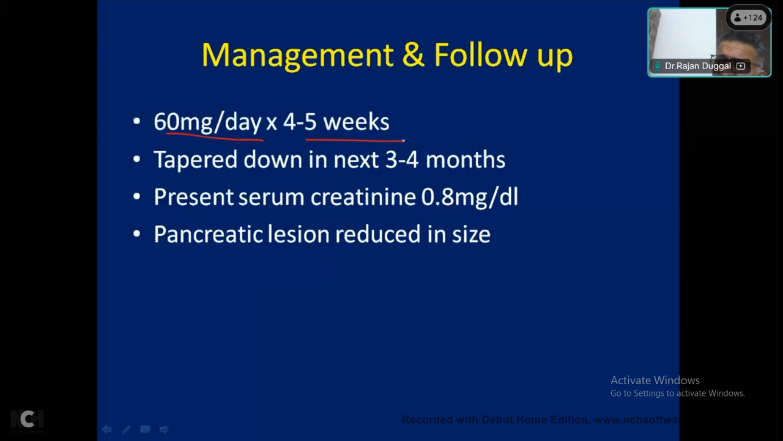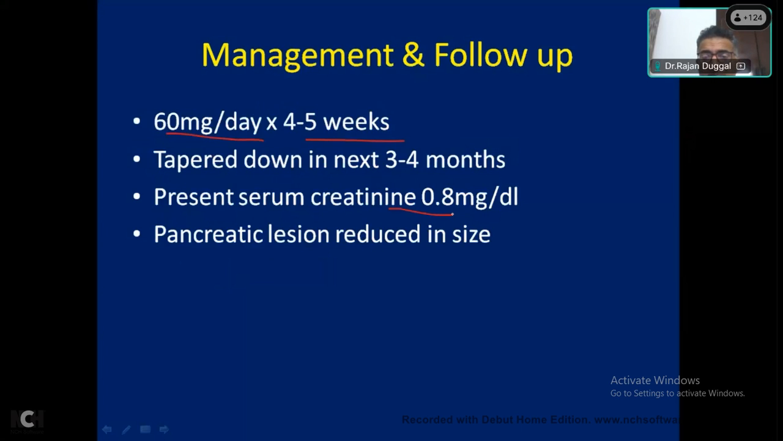So this is a fibrosis which is reversible fibrosis. If these patients receive high dose steroid, they will respond. But the moment you taper down steroids, the fibrosis will again start appearing. So that is a problem with IgG4 related disease. We don't know how long to give steroids. Okay, and as you know, there are side effects of steroids also.